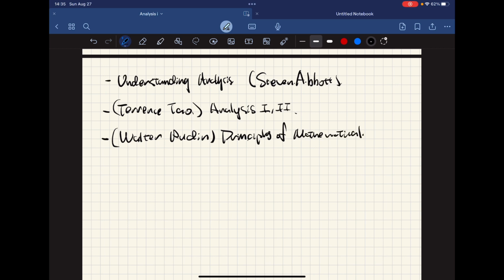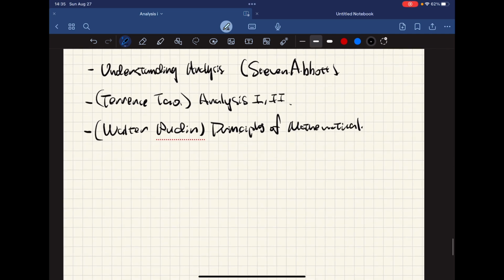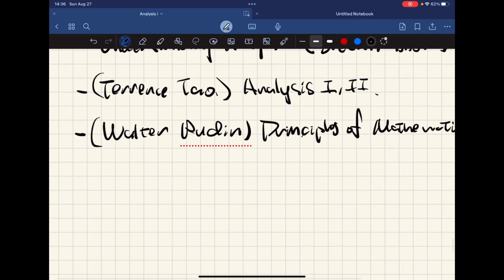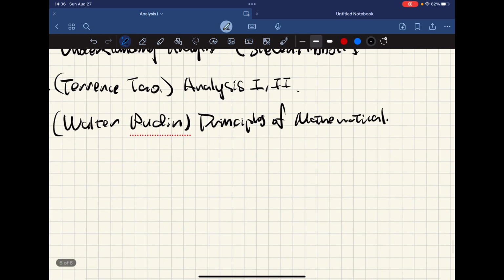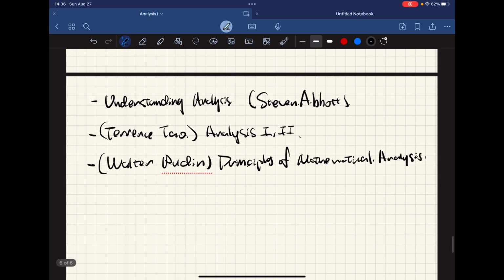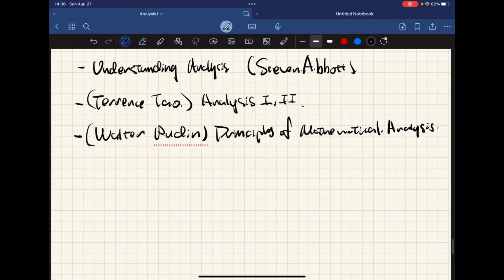Rudin is a lot more involved on an abstract level, and the book is rather concise, and personally I don't think it's a text written for an introductory level course, so I will not be using it a lot, but some of the content is still great. For example, how we construct real numbers, and I will be referencing some of the point set topology from Rudin too. So those are the 3 textbook resources I'll be using.